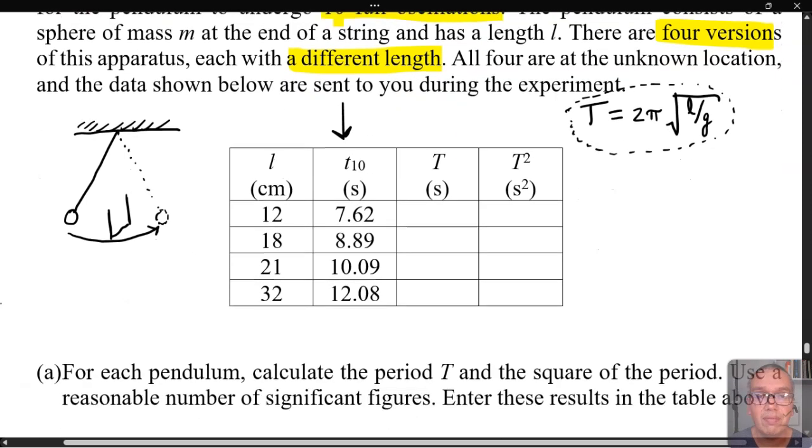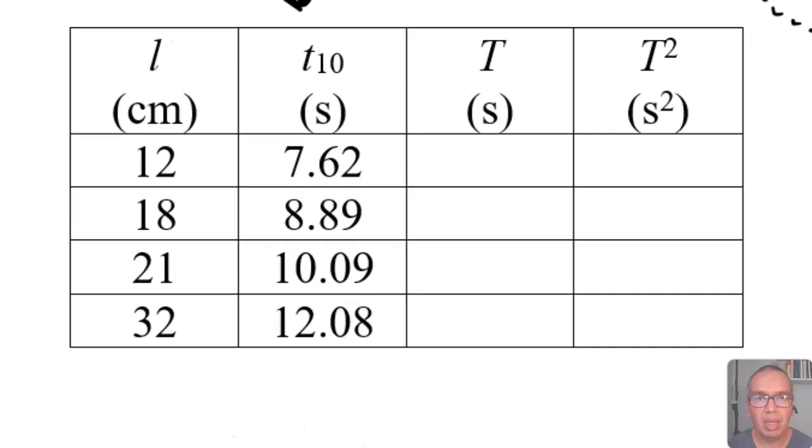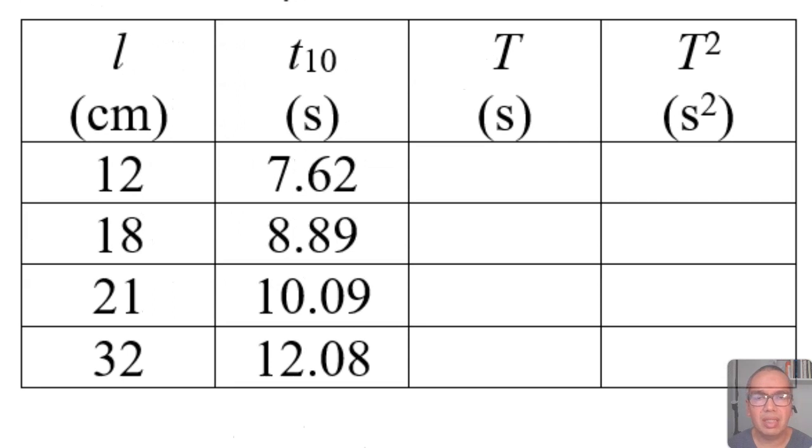Now they want you to give the value for those periods. Look at what they are requesting here. For each pendulum, calculate the period T and the square of the period. Use a reasonable number of significant figures. What does that mean? In general, you want to try and conserve all the values that you have here with 3 or 4 significant figures as they are given. Now for the period, because this is the time for 10 oscillations, you don't really need a calculator. You just need to move the decimal point one space to the left.